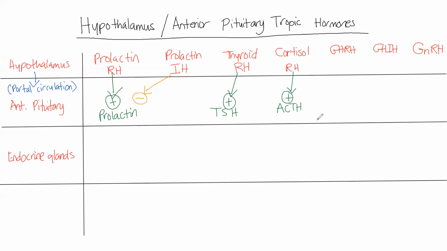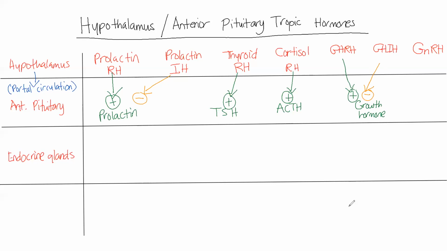Then we've got, likewise, GHRH and GHIH, both acting on growth hormone release from the anterior pituitary. GHRH is going to stimulate growth hormone production. Let's write growth hormone here. Whereas GHIH, or growth hormone inhibiting hormone, is going to decrease growth hormone production, okay?